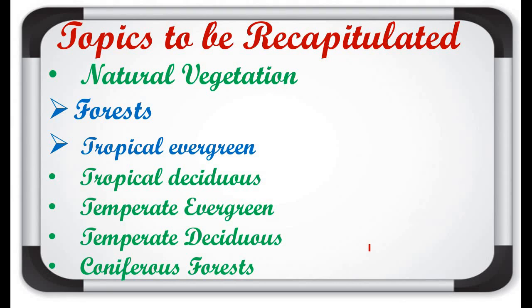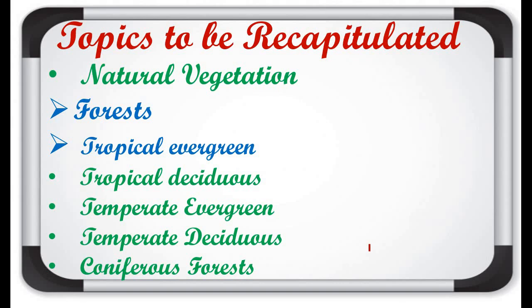And tropical deciduous forests are known as monsoon forests. Okay, they shed their leaves in a particular season. Okay, that's why they are known as monsoon forests. Temperate evergreen forests are found in the temperate zone. Temperate zone means the area that lies between the Tropic of Cancer and Arctic Circle in the northern hemisphere, and Tropic of Capricorn and Antarctic Circle in the southern hemisphere. And temperate deciduous forests are found at high altitudes.